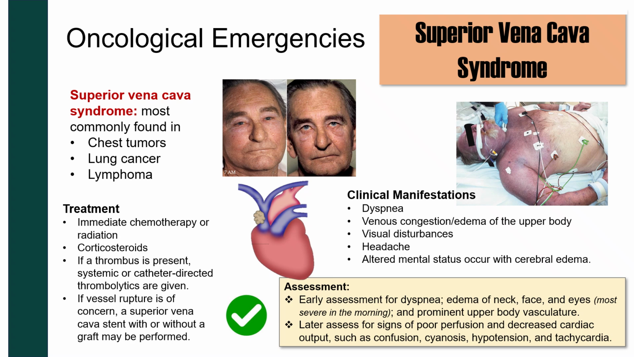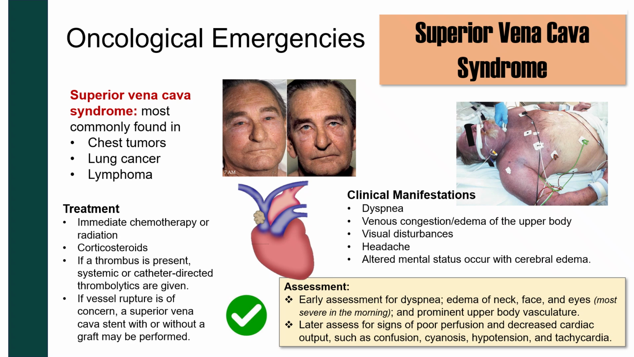Next is superior vena cava syndrome, and this is where you have a tumor around the vena cava that starts to push on it, and then it starts to obstruct that blood flow. This is going to be most commonly found in chest tumors, lung cancer, and lymphoma. So we're going to have definitely some respiratory signs and symptoms, so like shortness of breath and some venous congestion.